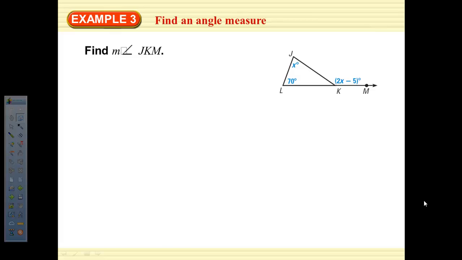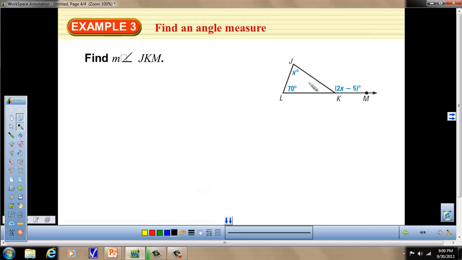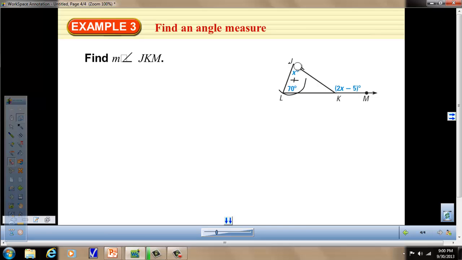We're also looking at exterior angles in this section. So there was an exterior angle theorem which told us that this exterior angle right here is equal to the sum of these two angles together. So if we wanted to figure out the measure of angle JKM, the first thing we need to do is find x. And again, we know that these two added together will equal this exterior angle. So that's going to be our equation.